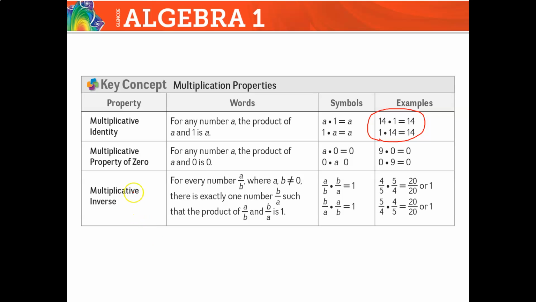Multiplicative inverse, we already covered that. So if we had the fraction A over B, its multiplicative inverse would be the flip, or the reciprocal. So for 4/5, the multiplicative inverse would be 5/4. For 5/4, the multiplicative inverse would be 4/5.